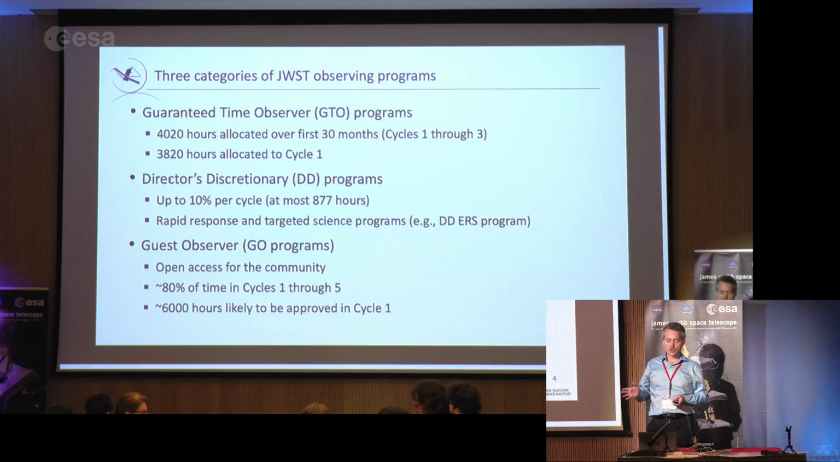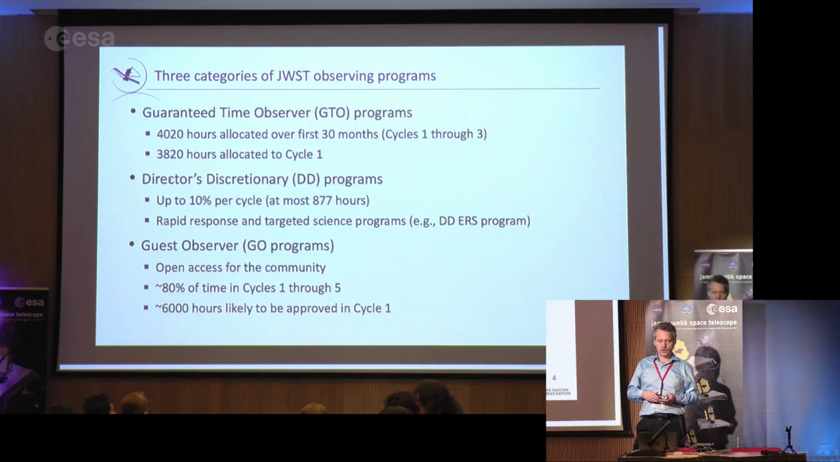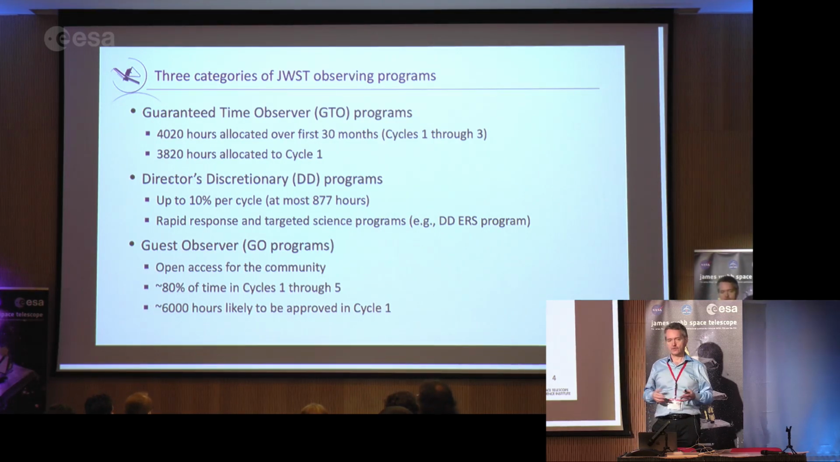There's a director's discretionary programs. The director of the observatory has roughly 10% per cycle, up to 10% per cycle that he can award for whatever purpose. In Cycle 1, the director is allocated, we'll see later, I think it's 400, 500 hours, to an early release science program, which I'll describe in more detail. There are other flavors of director's discretionary time. You can say, hey, director, we should do this program now.